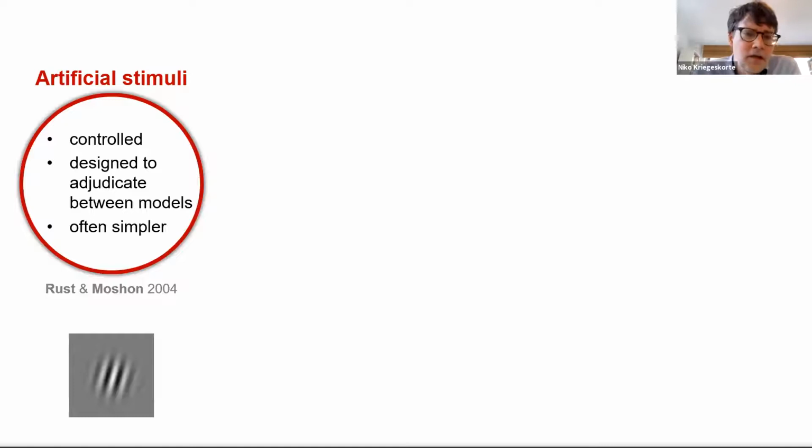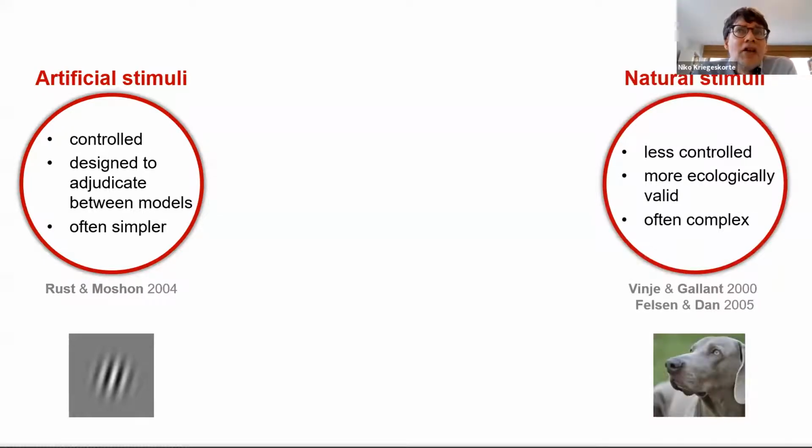So zooming out and moving toward the conclusion, there's a historical debate about whether to use artificial stimuli or natural stimuli. Artificial stimuli are controlled. They're often designed to adjudicate between models we have, and they're often simpler historically. Natural stimuli are less controlled. They're more ecologically valid. They enable us to test models under the conditions under which our brains function in real life. And they're often more complex. And there's a long-standing debate between these two extremes.